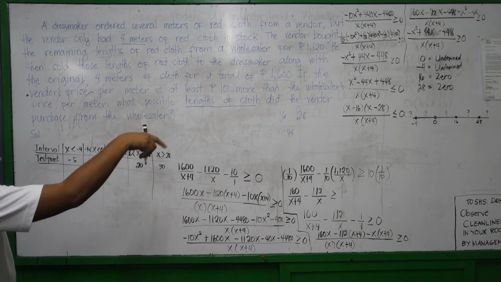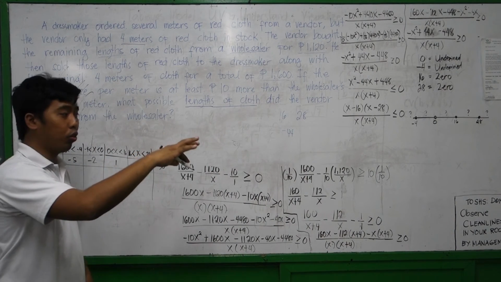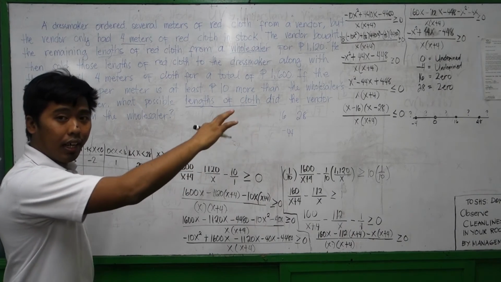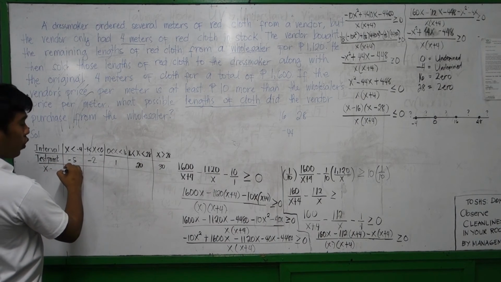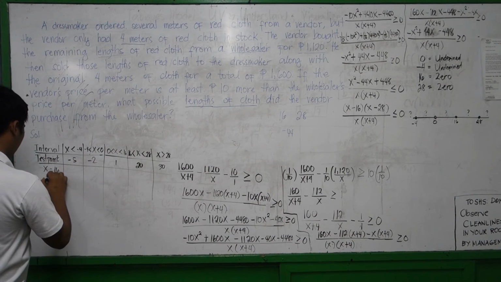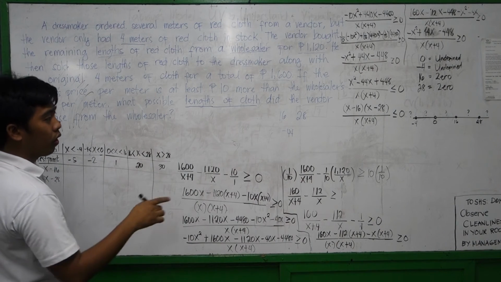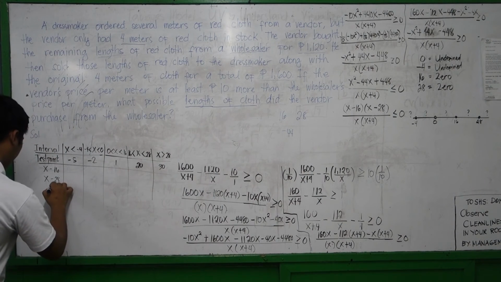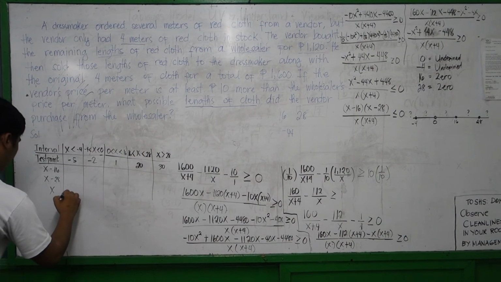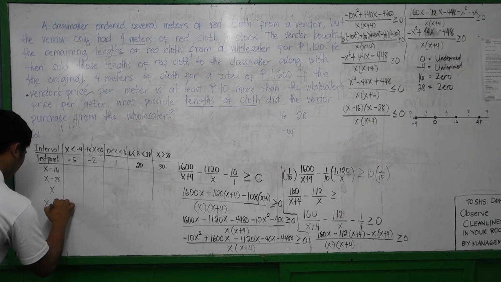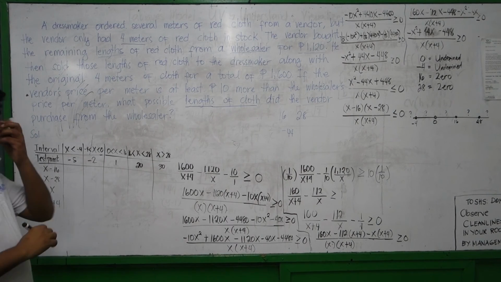Okay, ang sunod na buhaton. Let's start with the numerator. Numerator itong x minus 16 and x minus 28. So x minus 16 and here x minus 28. Then sunod ang denominator, x plus 4. So x plus 4. Okay?